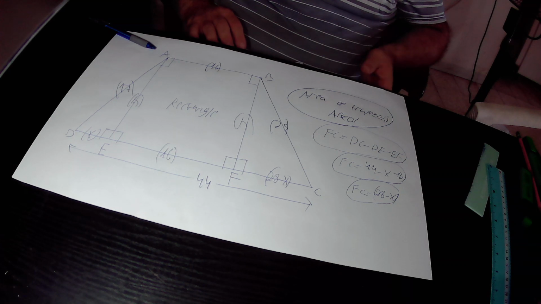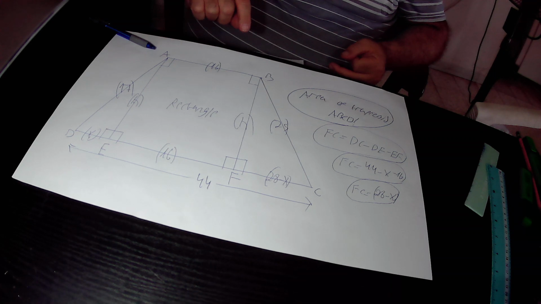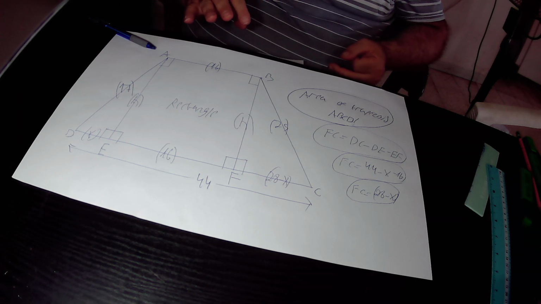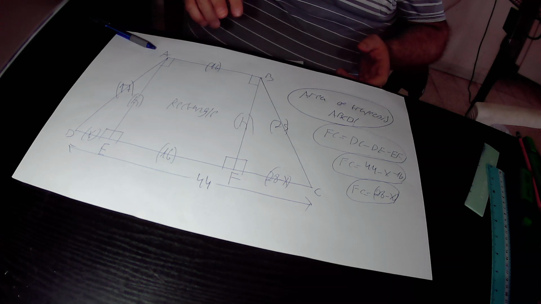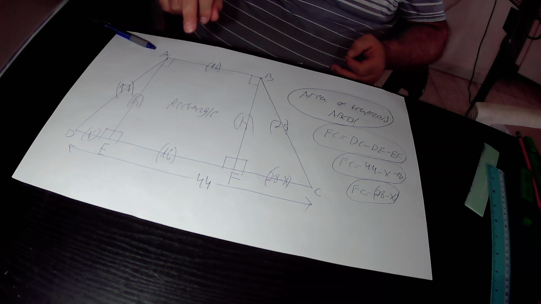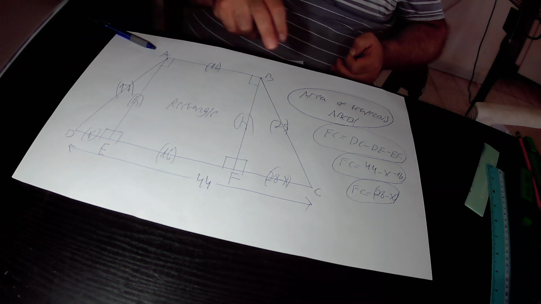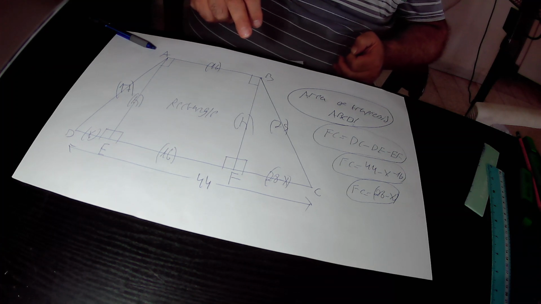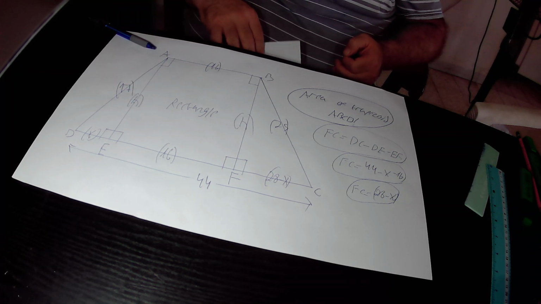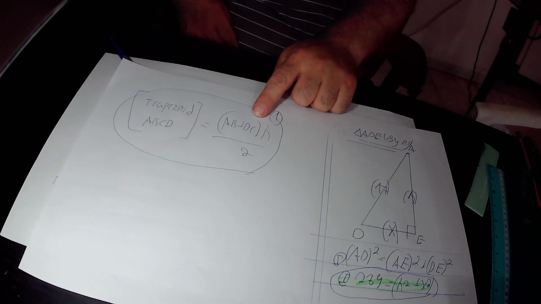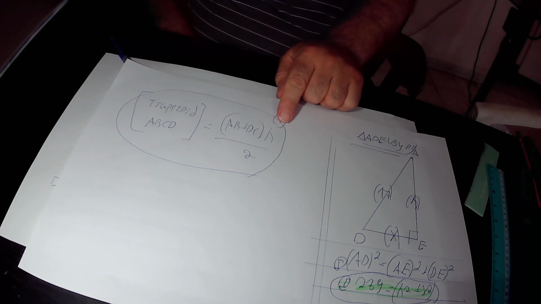The area of any trapezoid is equal to the sum of its two parallel bases times the height over 2. In our trapezoid ABCD, the two parallel bases are AB plus DC. Therefore, the area of this trapezoid ABCD must be equal to AB plus DC, that is the sum of its two parallel bases, times the height h over 2.